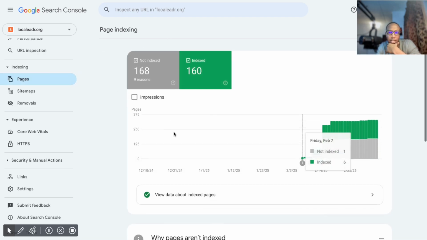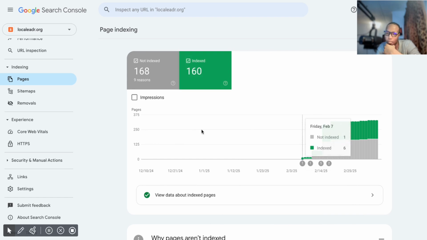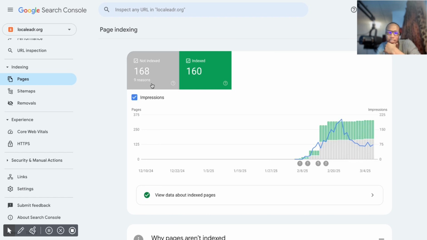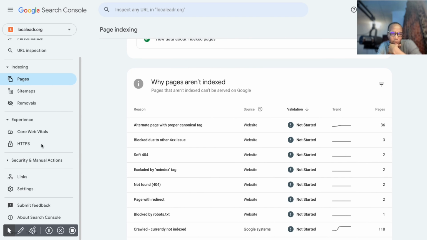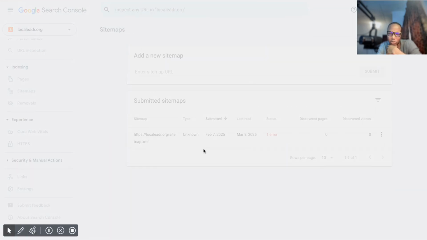My pages, I have 160 pages, and only eight are not yet indexed. So 160 are indexed. If I look at my sitemap, let me see whether it has been able to read my sitemap.